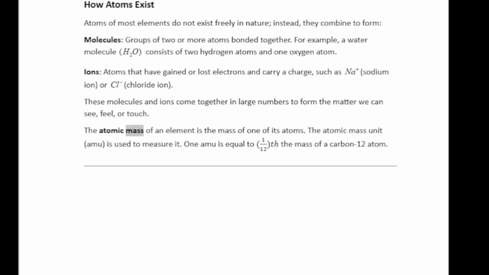The atomic mass of an element is the mass of one of its atoms. The atomic mass unit, amu, is used to measure it. 1 amu is equal to (1/12)th the mass of a carbon-12 atom.